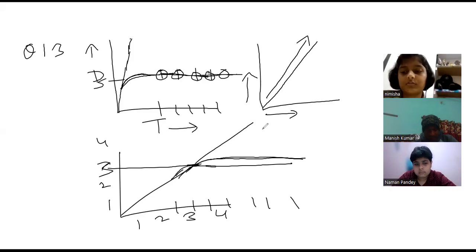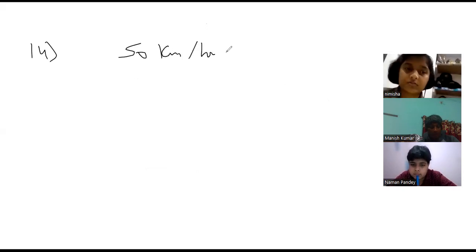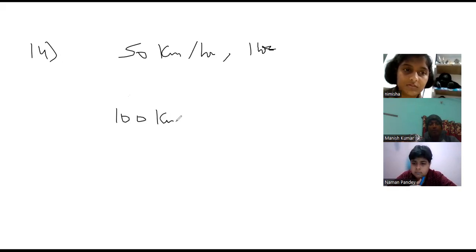Then what is the next question? A car travels with a speed of 50 km per hour in the first hour and 100 km per hour in the second hour. What is the total distance covered by the car in 2 hours? Have you done it correctly, Naman? A car travels with a speed of 50 km per hour in the first hour, which means it is taking 1 hour time, isn't it? And 100 km per hour in the second hour means again 1 hour it has taken, isn't it? What is the total distance covered by the car in the 2 hours?